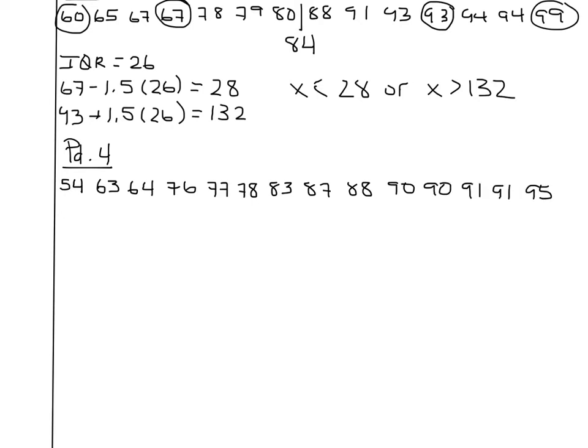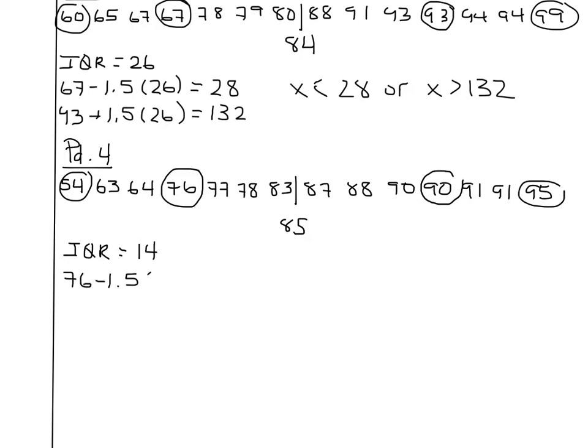All right, so minimum is here at 54, maximum at 95. This time our median is between 83 and 87, so that is an average of 85. Over to the left, we've got our Q1 at 76, and to the right, we've got our Q3 at 90. Again, since this is a modified box plot, we're going to make sure that we look for any outliers. So our IQR this time, 90 minus 76, is 14.